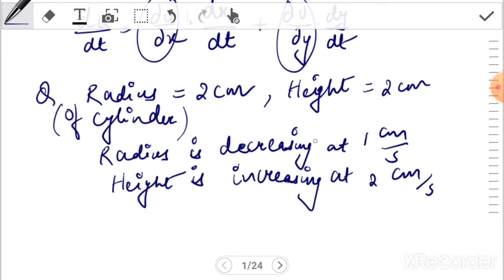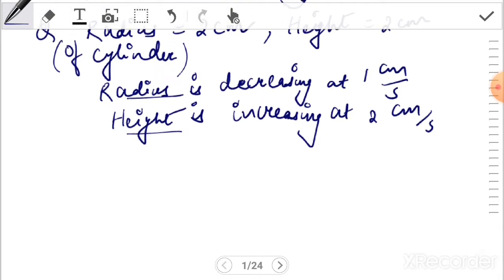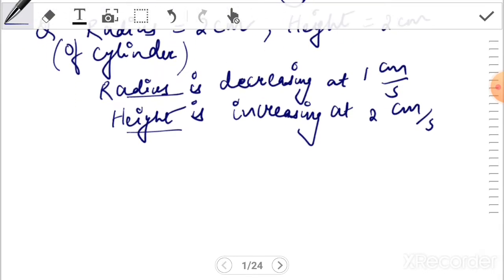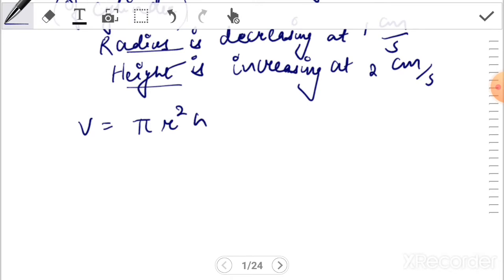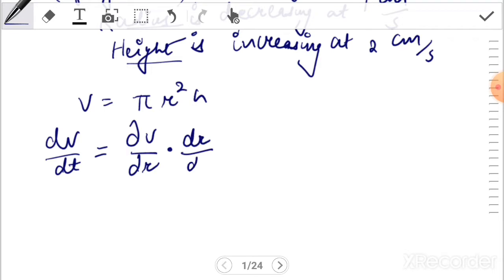So see, two parameters are changing with time, radius and height. So we can use this formula of total derivative. We know the volume of a right circular cylinder is pi r square h, where r is the radius and h is the height. So we take the total derivative with respect to time to get dV/dt equals ∂V/∂r times dr/dt plus ∂V/∂h times dh/dt, right?